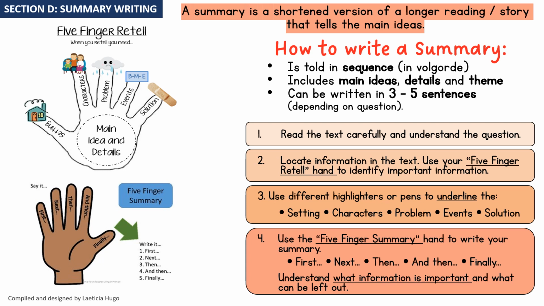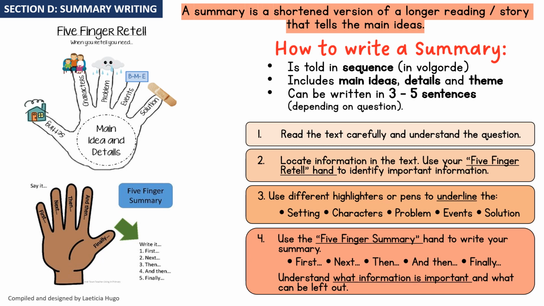The second tip: locate the information in the text. Use your 5-finger retell hand to identify important information. On that retell hand, at the thumb, it's setting, then characters, problem, events, and solution. Very important to learn that hand. What is the setting? Who are the characters? What is the problem? What events are taking place? And then eventually the solution, the ending of the summary.